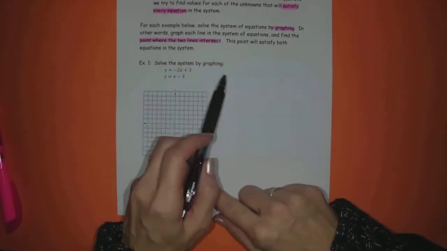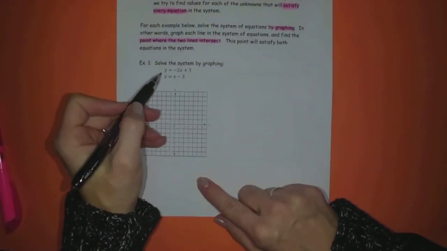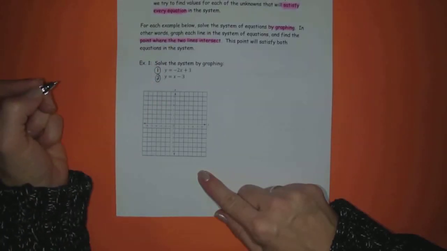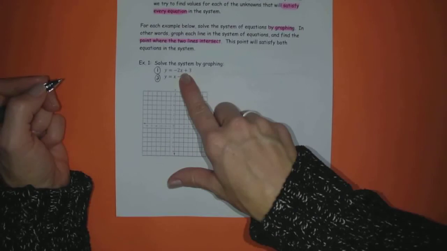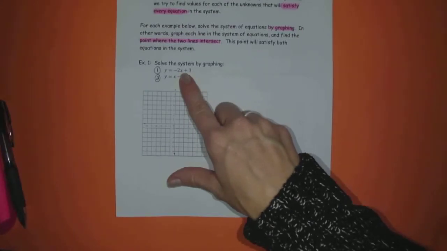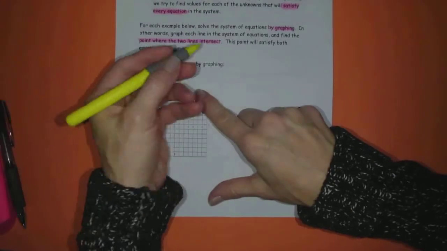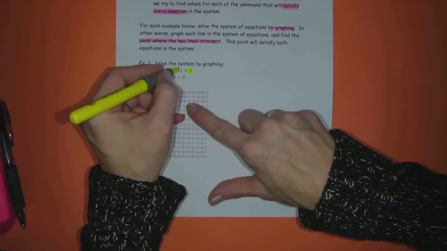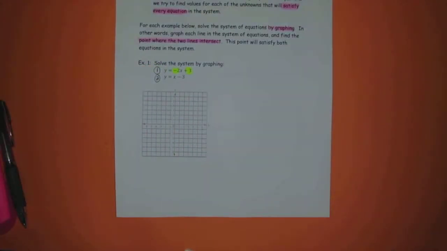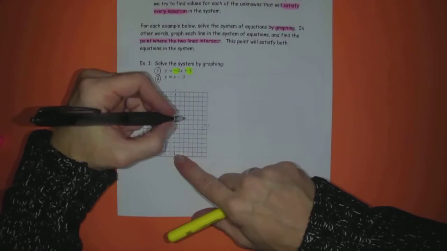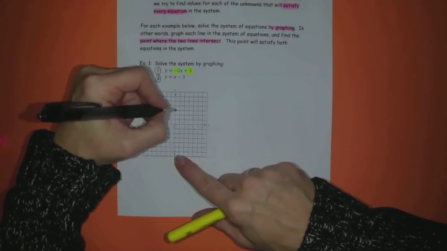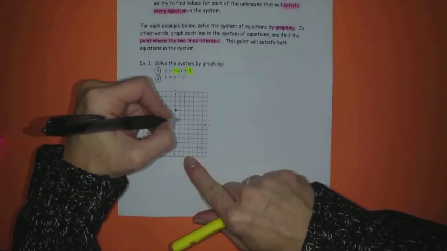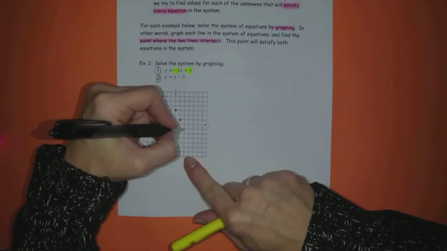Example 1 says, solve the system by graphing, and it gives us two equations. So this will be equation number 1, and this will be equation number 2 in the system. So let's start by graphing equation number 1. You can see it's in slope-intercept form. We've got a y-intercept of positive 3 with a slope of negative 2. So to graph that, we know from the last unit, we're going to come up on the y-axis 3 units, that's our b. And from there, we're going to come down 2 because it's negative and right 1. Down 2 and right 1.